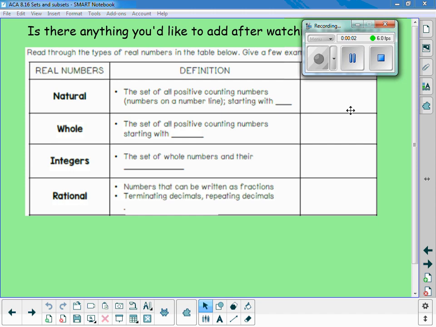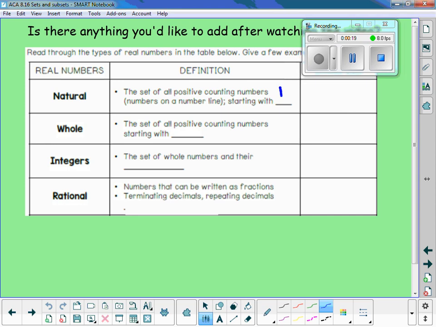Today we will be classifying rational numbers. We have 4 definitions to go over. The first definition is natural. A natural number, the definition states, is a set of all positive counting numbers. They are the numbers on the number line starting with number 1.